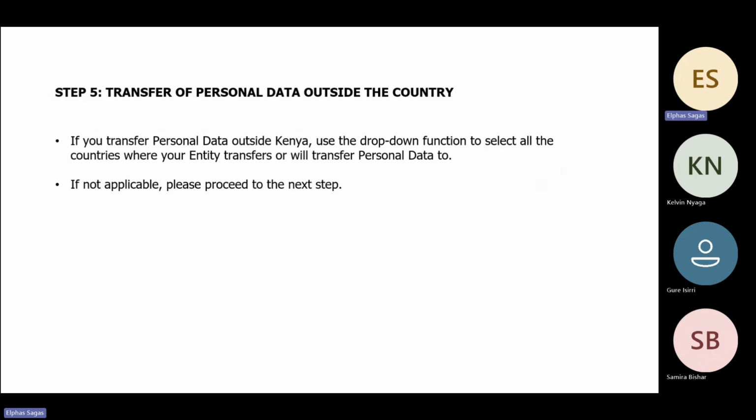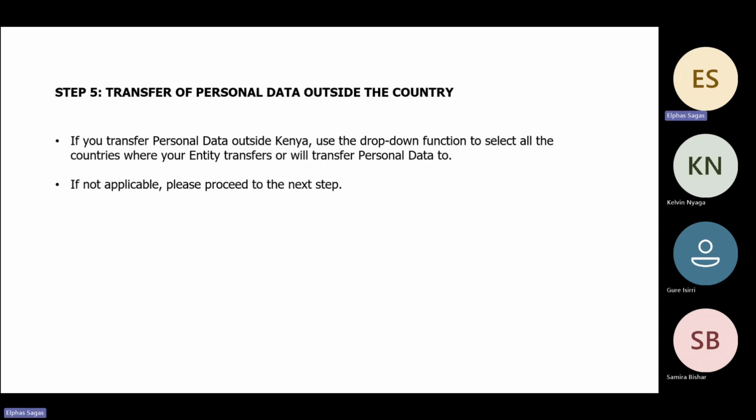And then you move to the next step, that is step 5. You have a drop-down menu here. You select all countries that you're transferring personal data to. A question will be asked, do you transfer personal data outside Kenya? Yes or no? If you say no, you'll not have the drop-down menu. If you say yes, you'll have the drop-down menu with all countries listed there. So you just pick the countries that it's transferring your data to. And then you click next.